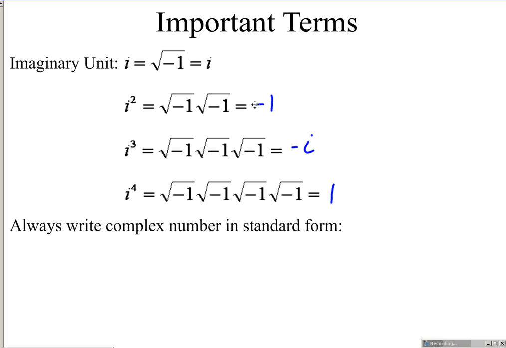Whenever we have an exponent on i, we should always be able to simplify it down into terms of either i, -1, -i, or 1. We should never have an exponent on i larger than 1 because we can always simplify it to something less complex.